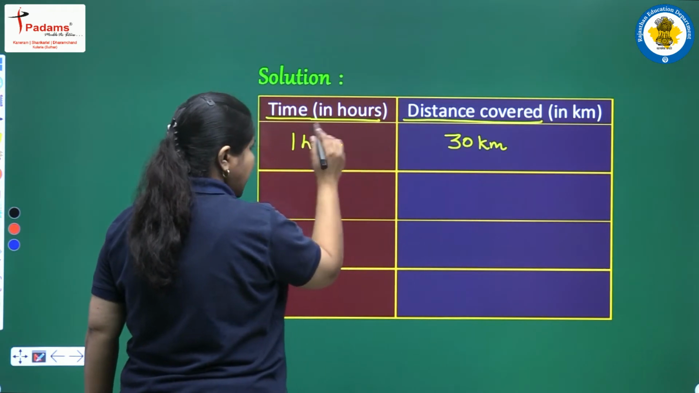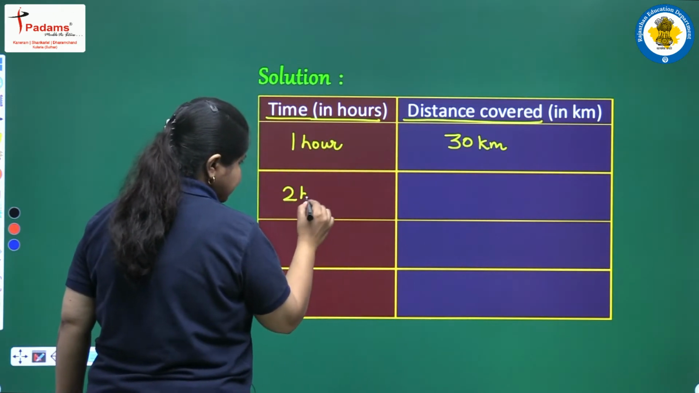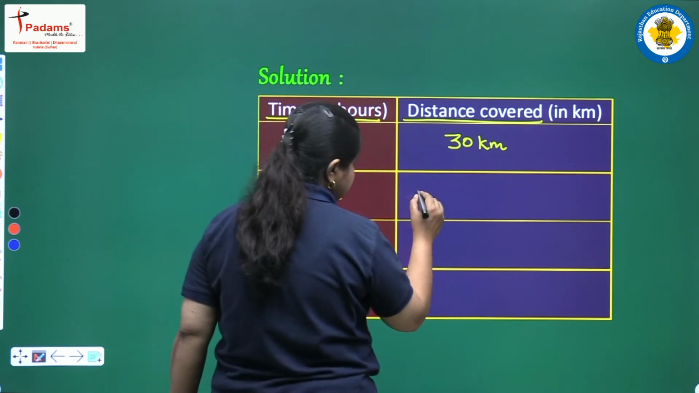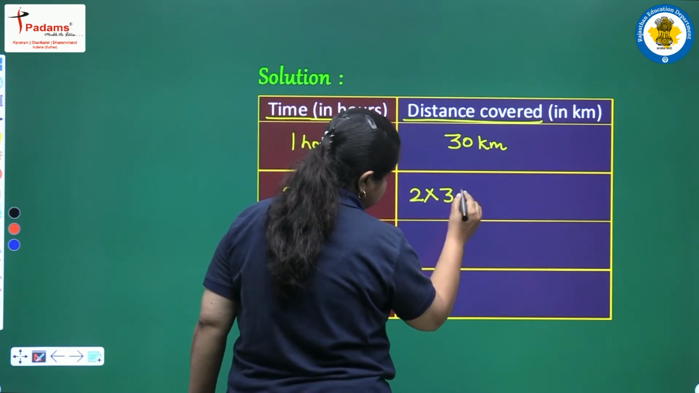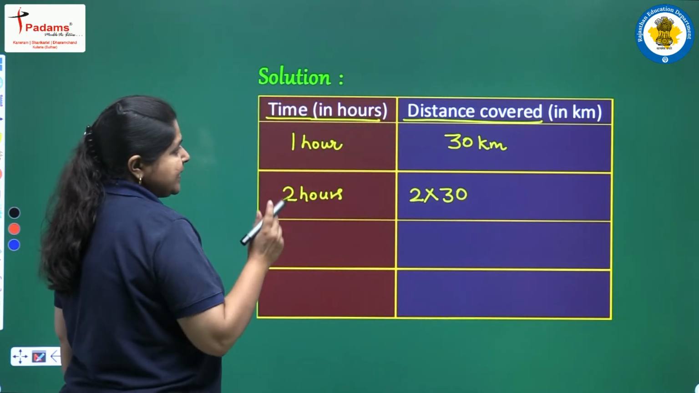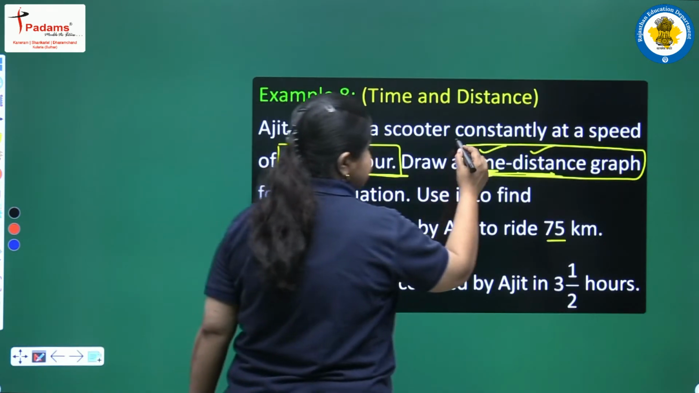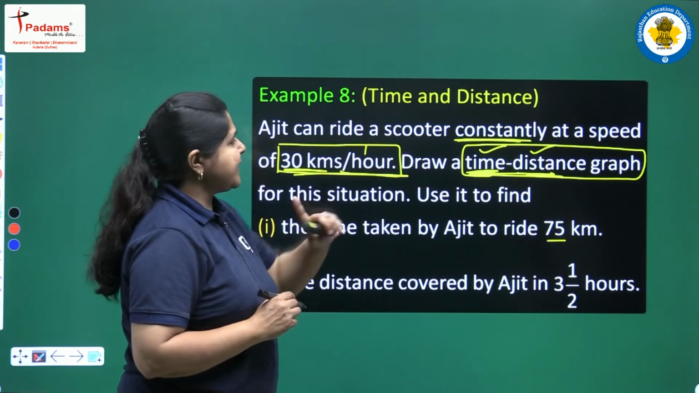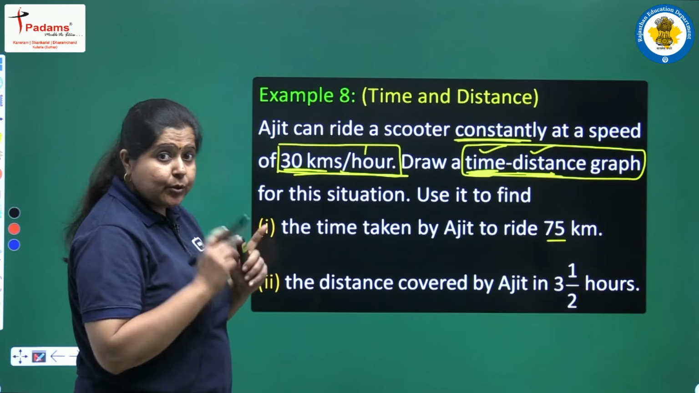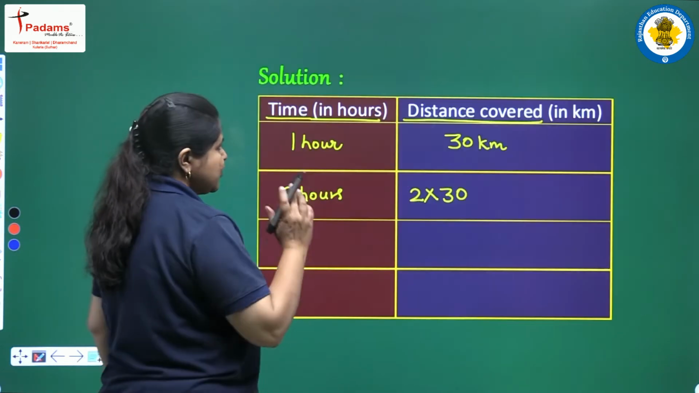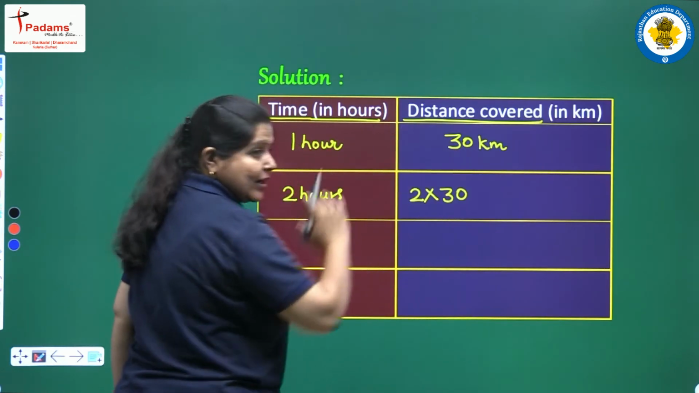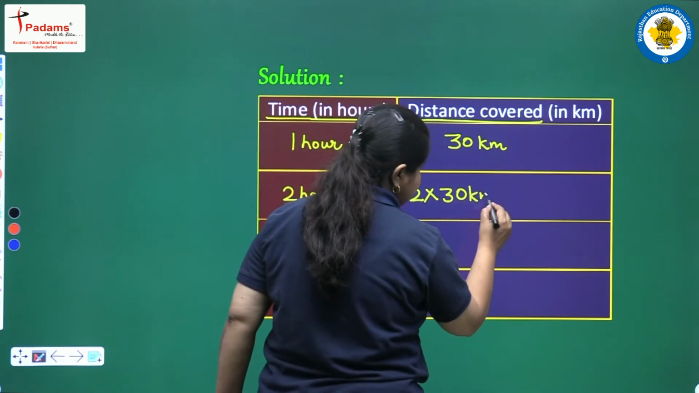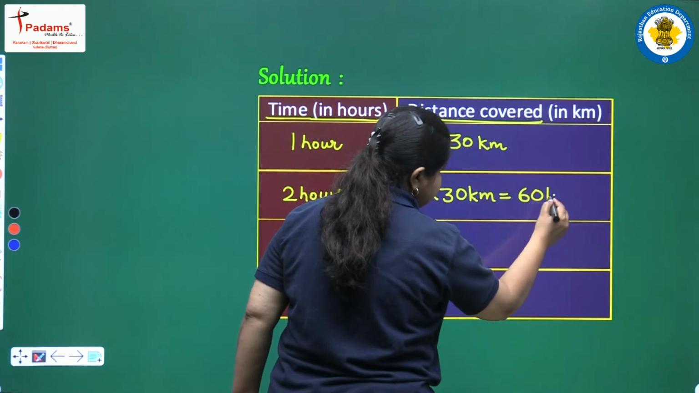hour. अब अगर हम टाइम लेते हैं 2 hours तो बताइए कितना डिस्टेंस ट्रैवल होगा? It will be 2 × 30, क्योंकि यहाँ पर हमें जो स्पीड दी गई है this is constant. Ajit can ride a scooter constantly at a speed of 30 km/h. तो क्योंकि स्पीड कॉन्स्टेंट है, तो जब 1 घंटे में 30 किलोमीटर्स ट्रैवल हो रहा है तो 2 घंटे में कितना होगा? 2 × 30 किलोमीटर्स, and this will be equal to 60 kilometers.